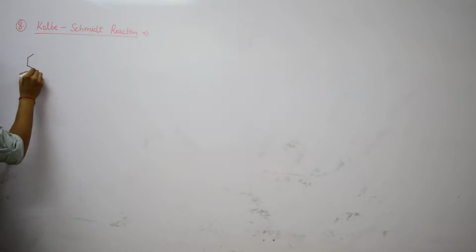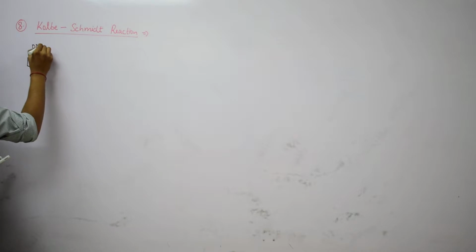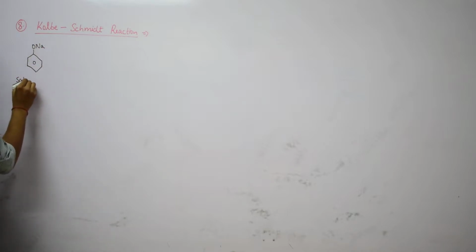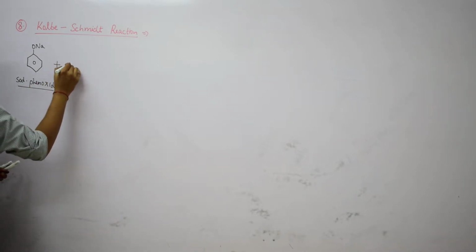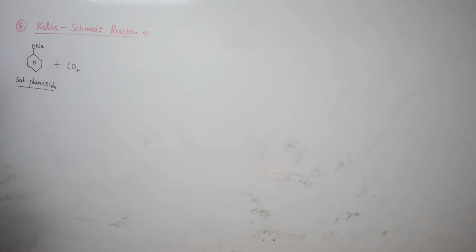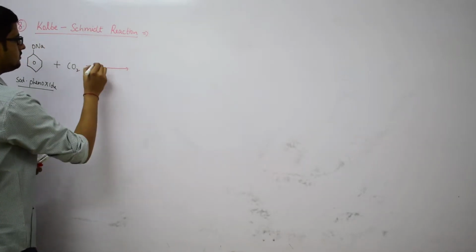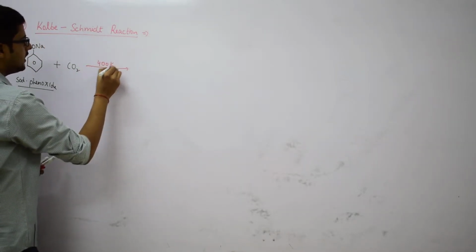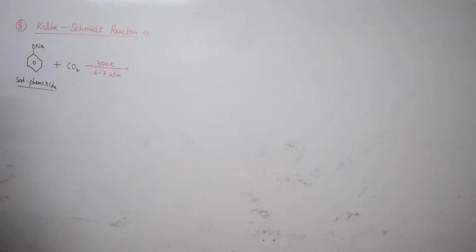So, this is our sodium phenoxide. It is reacted with carbon dioxide. Carboxylation takes place in the presence of 400 Kelvin and 6 to 7 atmospheric pressure. So, what will happen? This CO2 will be attached over here.